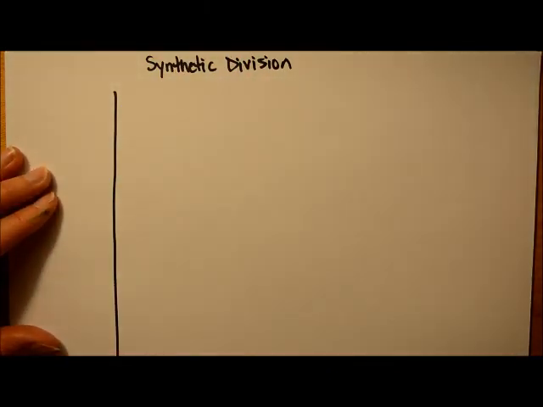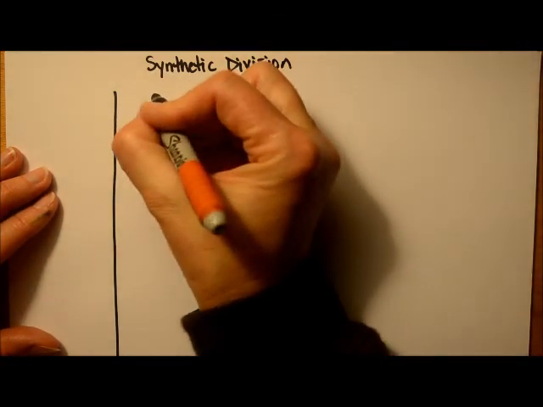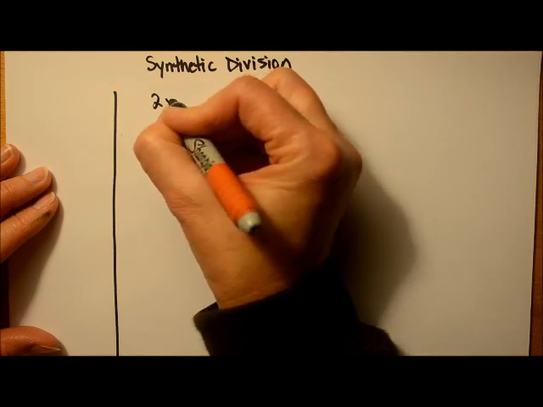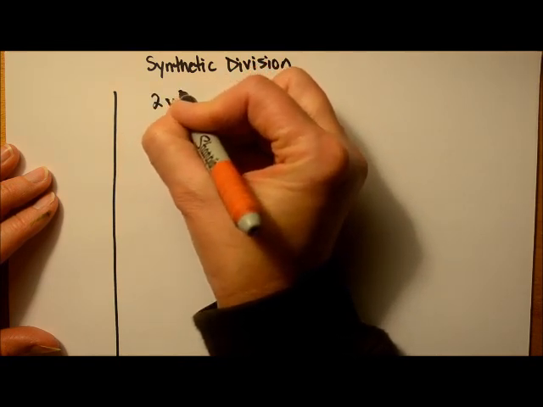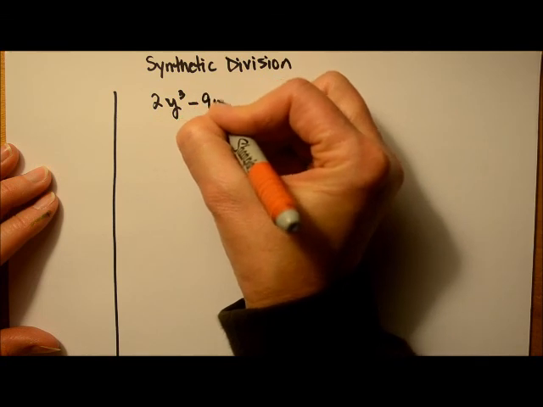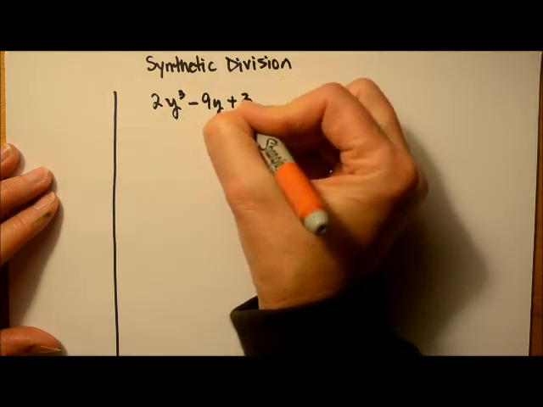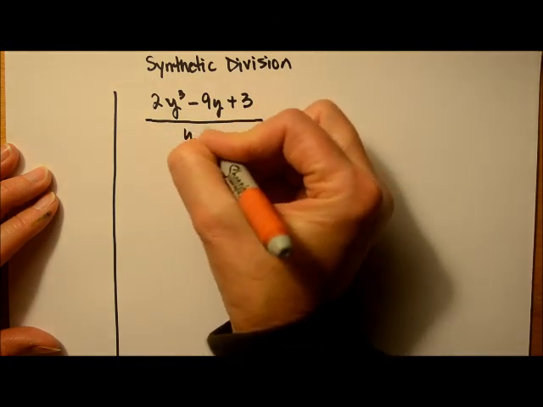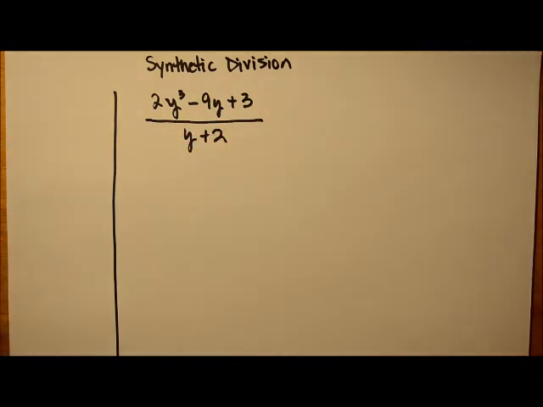Okay, and here's my new one. I have 2y cubed minus 9y plus 3, and I'm going to divide that by y plus 2. Now I'm showing you different ways that you might see it. The last one I just showed kind of written out. This one is actually written as a fraction.